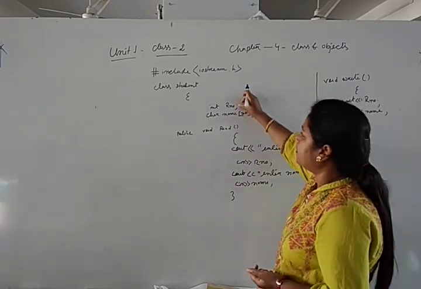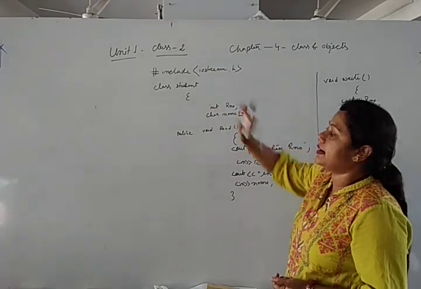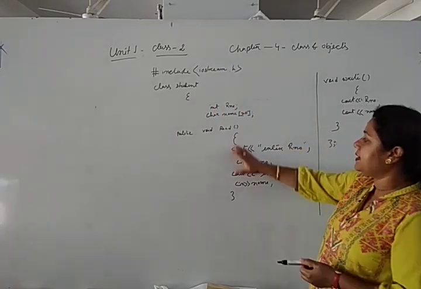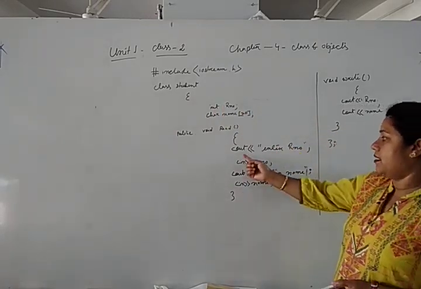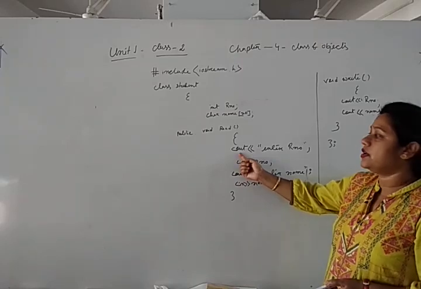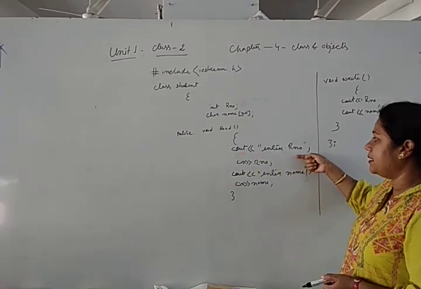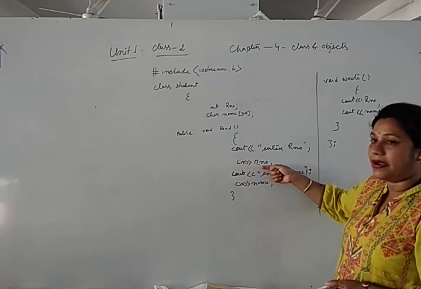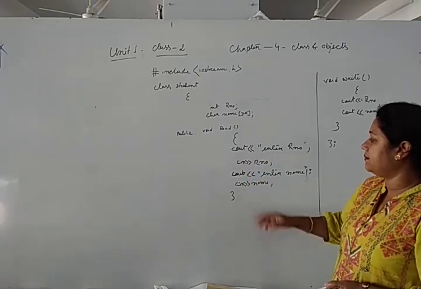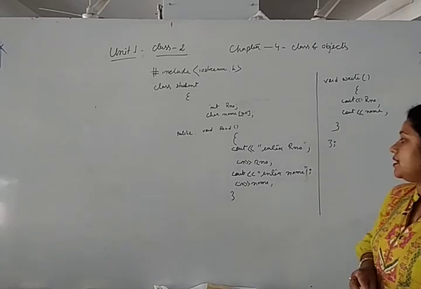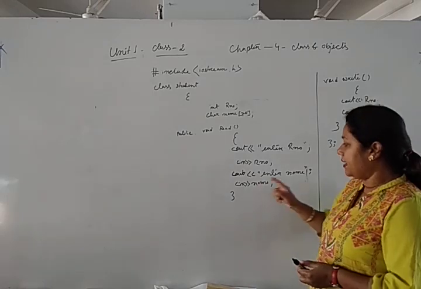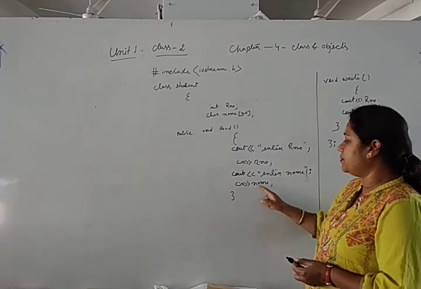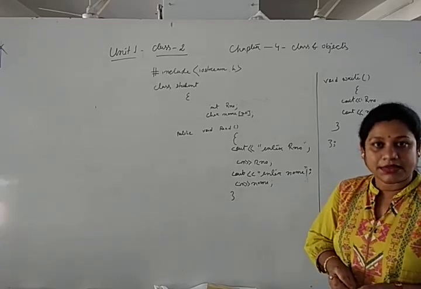To enter the roll number and name of the class student, inside the body of the class I am using the cout function to ask to enter the roll number, and again I use the cin function to receive the roll number. After that, again I give the message using the cout function, that is, enter the name, and again I use the cin function to receive the name from the keyboard.